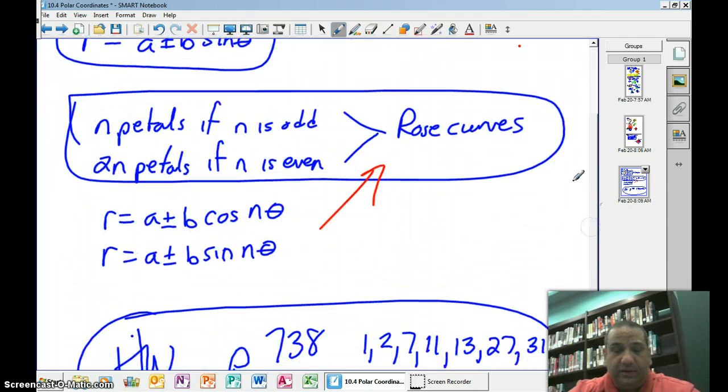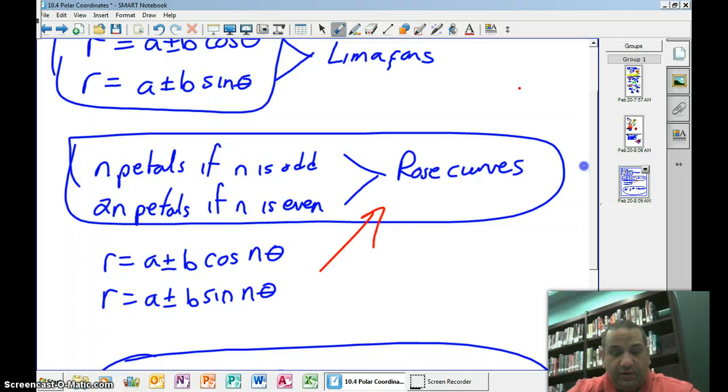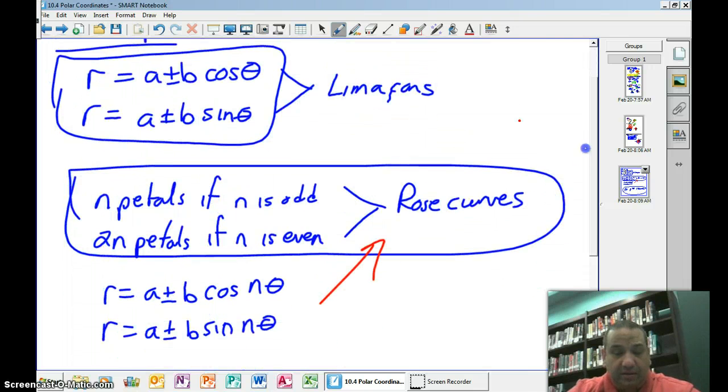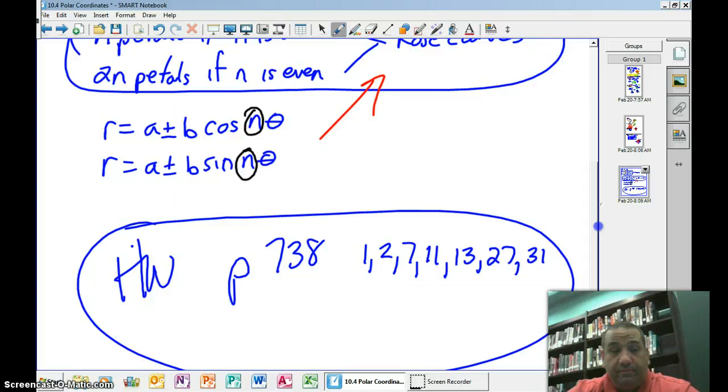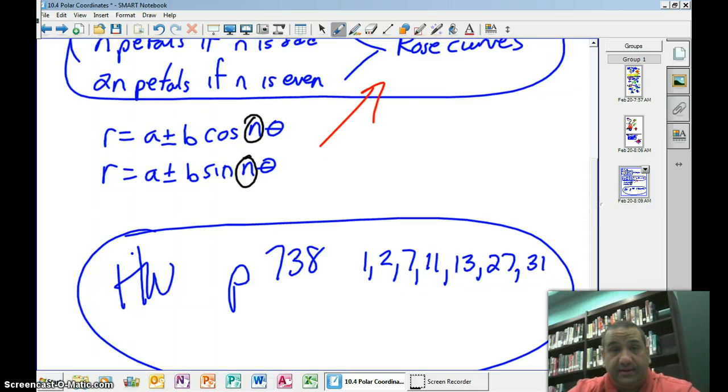And also, these guys are the equations for the roses. The difference between the two, if you notice, is n. Right here, the difference between them is this n. So the difference between a limacon and a rose curve is if it has an angle that has a number with it. There's other ones, there's cardioids and things like that you could look at on this paper.